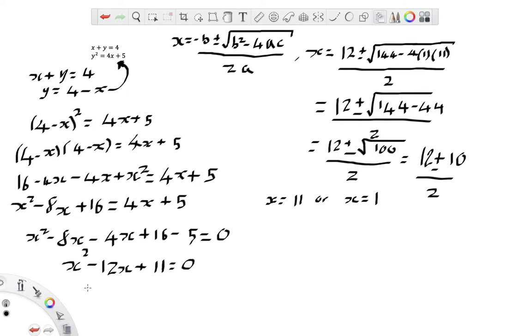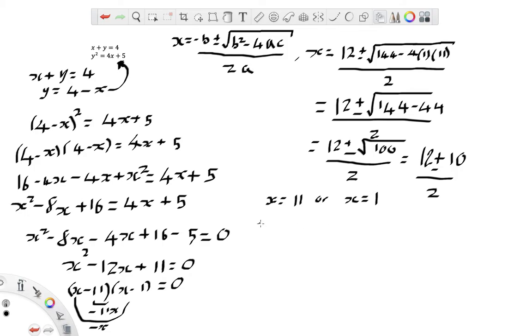So obviously, if we had factorised this, we'd have had x minus 11, x minus 1, which is equal to 0. So obviously, this would have worked because we'd have had minus 11x there. Then for x times minus 1, we'd have had minus x. They would have added to give us minus 12x, and obviously minus 11 times minus 1 is positive 11. But never mind. It's a good revision of using the quadratic formula. Okay, so now we've got our solutions for x. So we've got x is equal to 11 or x is equal to 1.